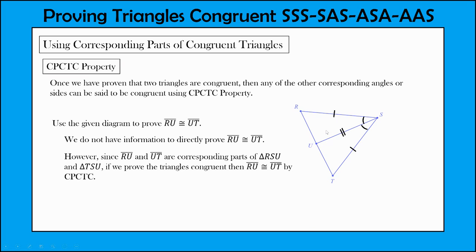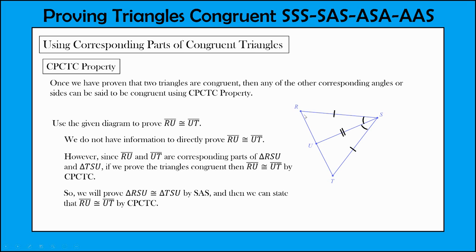I can prove these two are congruent to each other by side, angle, side. Okay. So once I prove these two triangles congruent to each other by side, angle, side, then I can say that RU has to be the same as UT because those guys are corresponding parts. These two parts, these sides match up in the congruent triangles. So they're corresponding parts of congruent triangles. So they have to be congruent to each other.